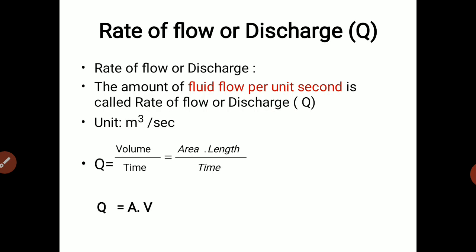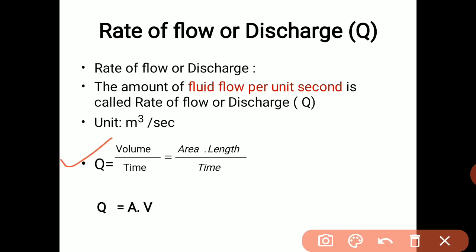So in the second lecture we'll directly start with how to calculate discharge of flow, how to calculate velocity of flow, likewise. It is the rate of flow or discharge Q. Discharge is denoted by Q, just remember, and its unit is meter cube per second. Now what is the actual discharge? It is the amount of fluid flow per second. So we'll always calculate discharge in meter cube. The amount of fluid flow per unit second is called the rate of flow or discharge.